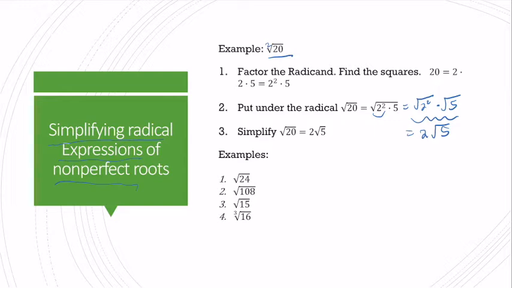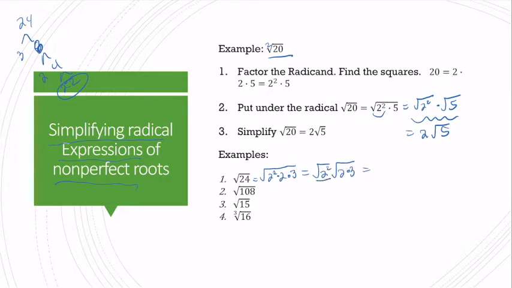Okay, let's go ahead and do the same for 24. So 24 factors into a 3 and an 8. And 8 factors into a 4 and a 2, and 4 is 2 times 2. So I have one perfect square. So 24 is the square root of 2 squared times 2 times 3. I want to pull out that perfect square.